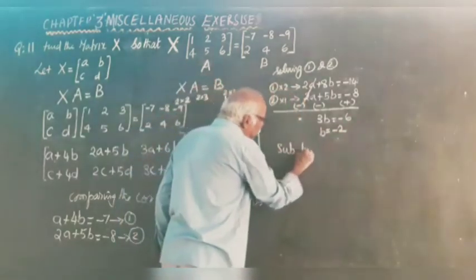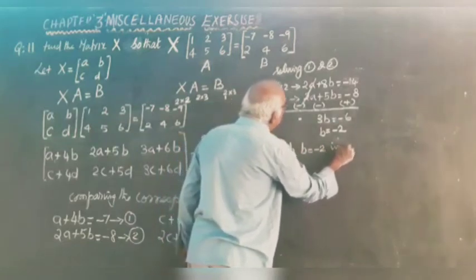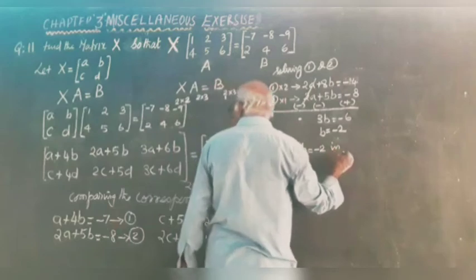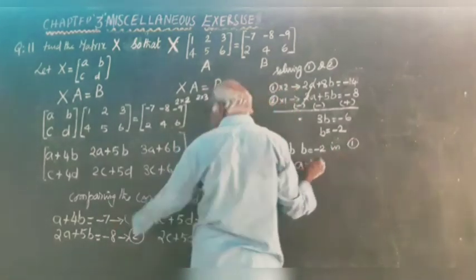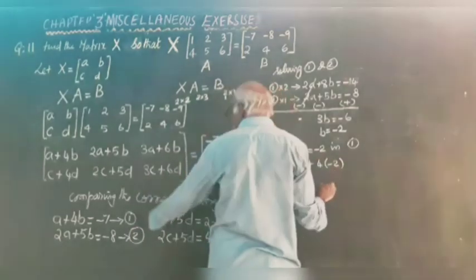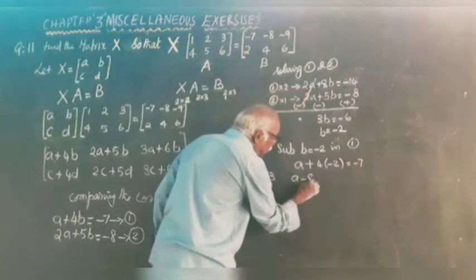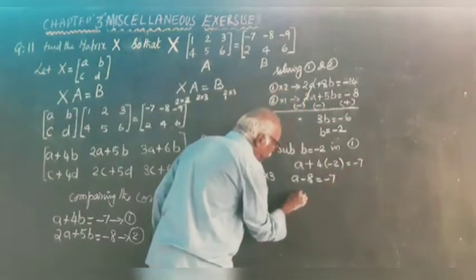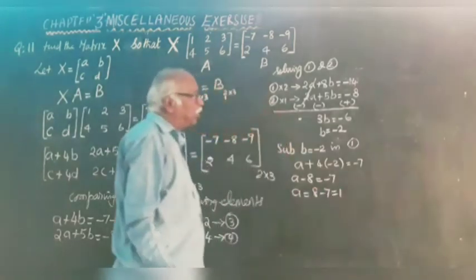Substitute B equal to minus 2 in 1. A plus 4 into minus 2 equal to minus 7. A minus 8 equal to minus 7. A equal to 8 minus 7 equal to 1. So A equal to 1.